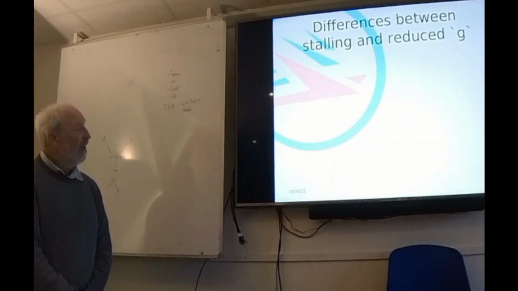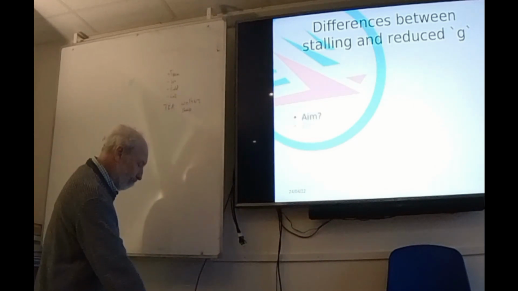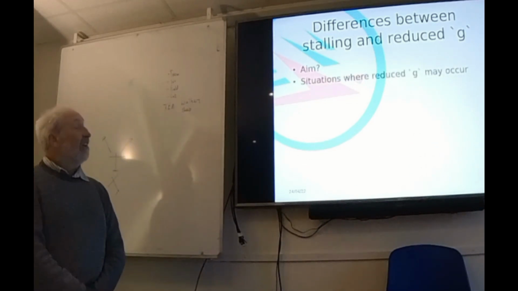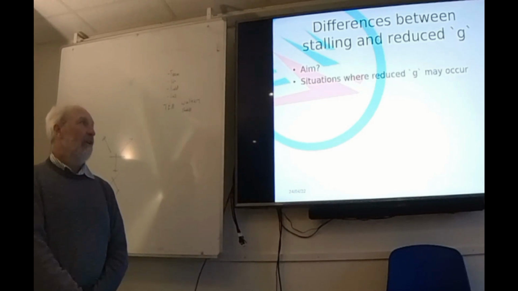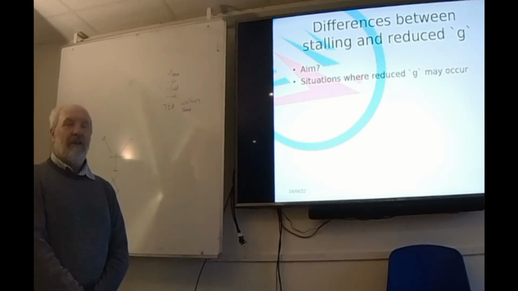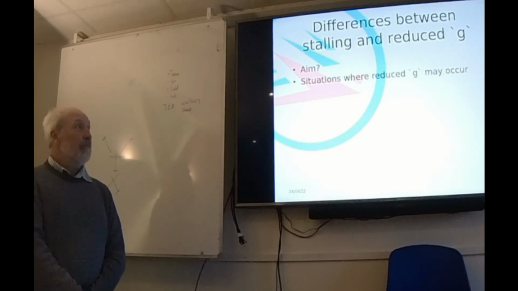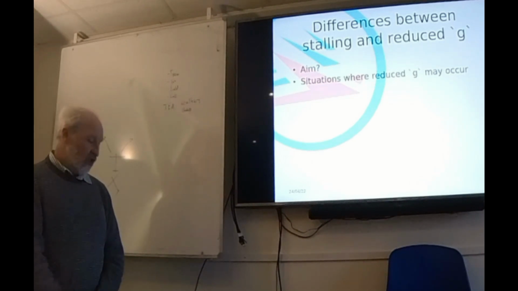So the first one that we often teach students is the difference between stalling and reduced G. The aim of this exercise is to demonstrate the difference between reduced G and a stall. What situations might we get reduced G? Well, this could include launch failures, flying in turbulence, and flying a Ventus with trailing edge brakes. Simply opening the air brakes can actually produce a significant nose down pitch and reduced G feeling. So there are many situations where we can get reduced G.